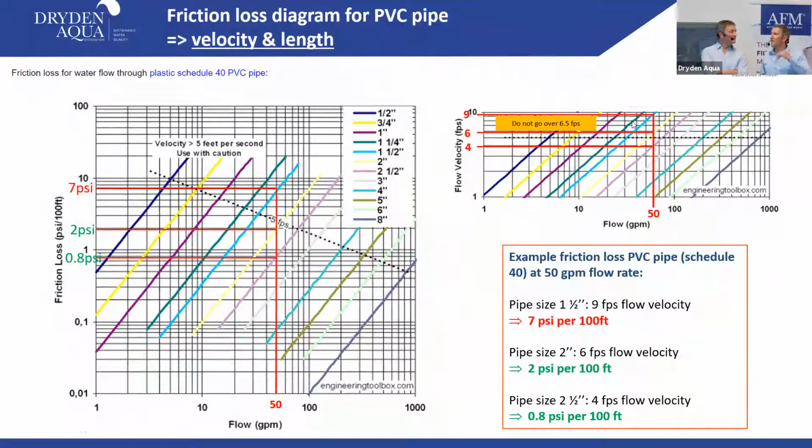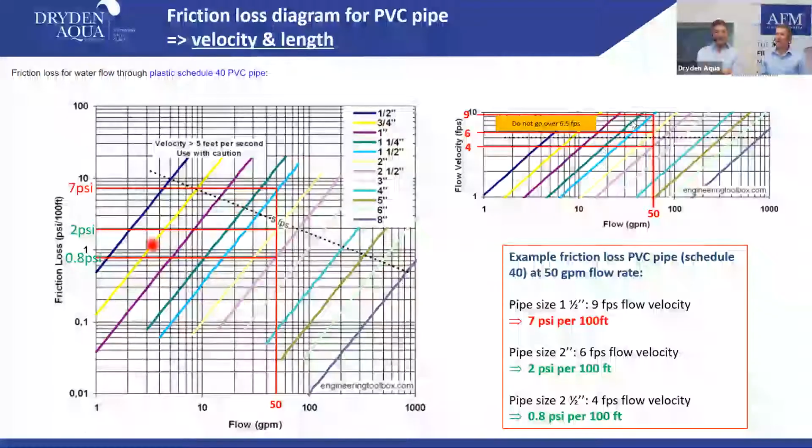Now, if we go a size up, if we go to a 2-inch pipe, then we go over here to the right. We have still the same flow, 50 gallons per minute. We go up to our 2-inch pipe, which is yellow, which gives us 6 feet per second. This is the maximum that we recommend on the pressure side, okay, 6 feet. That's the equivalent of about 2 meters.